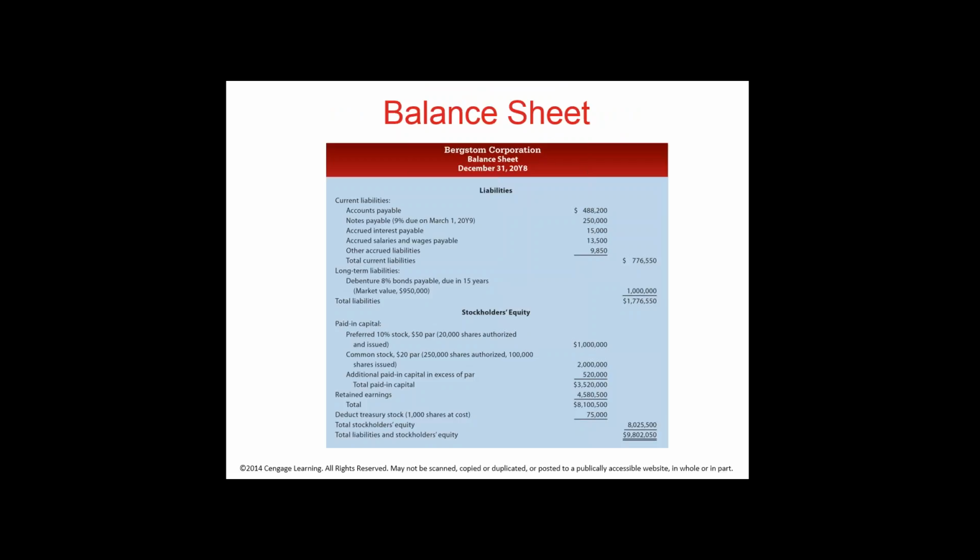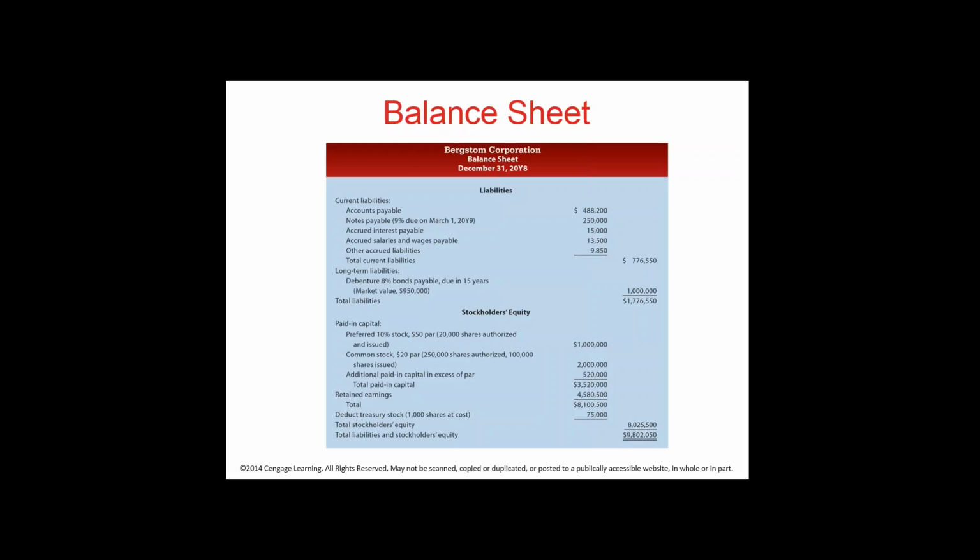So here's an example of a balance sheet. As you can see, this is just the liability and equity section of the balance sheet. You see all of our current liabilities, our long-term liabilities, and note the notes on our bonds. It tells that they're 8% bonds due in 15 years and what the market value is. And then we get down to stockholders' equity.